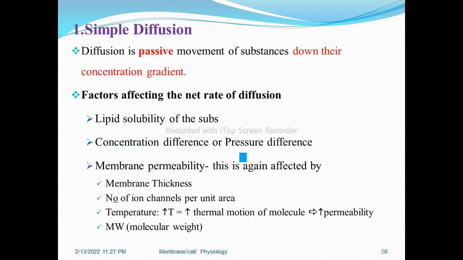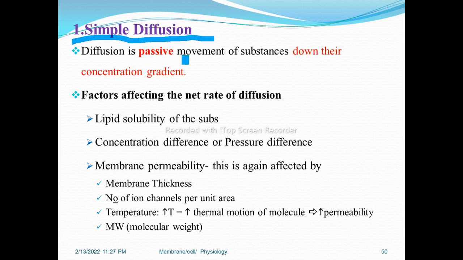From passive transport, now passive transport can be classified into three. The first is simple diffusion, the second is facilitated diffusion, the third is osmosis. So now we are going to simple diffusion.